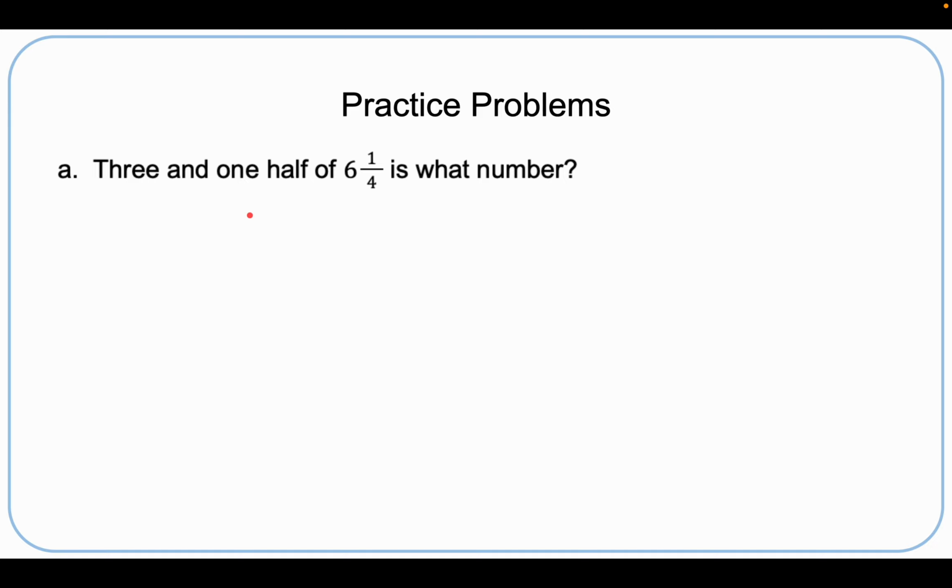First one, 3 1/2 of 6 1/4 is what number? So let's plug this in to our formula. 3 1/2 of 6 1/4 is what number? Turn these mixed numbers into improper fractions. You get 7/2 times 25 over 4 equals B.